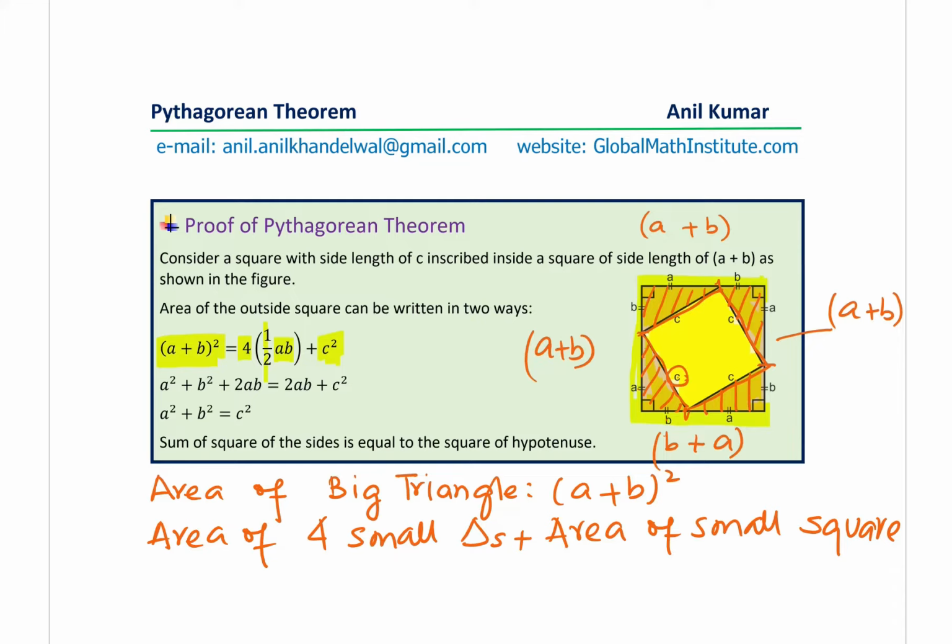Now you can expand a plus b whole square, which is equal to a square plus b square plus 2ab. You could write it in any way. And here, when you cancel 2 with 4, you get 2ab, right? So this is 2ab plus c square. And now 2ab and 2ab get cancelled, and you get a square plus b square equals c square. And that is what the Pythagorean theorem is. Do you see that? So this is one of the best or the simplest proofs for the Pythagorean theorem.